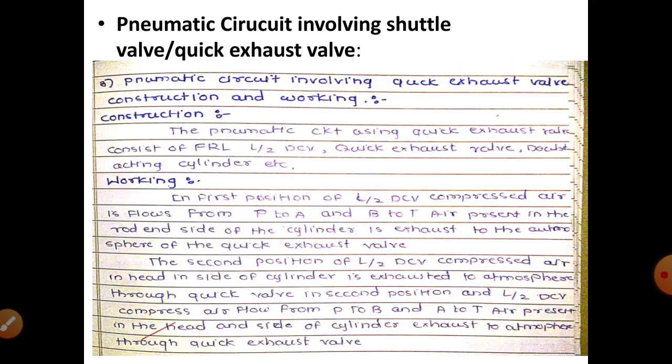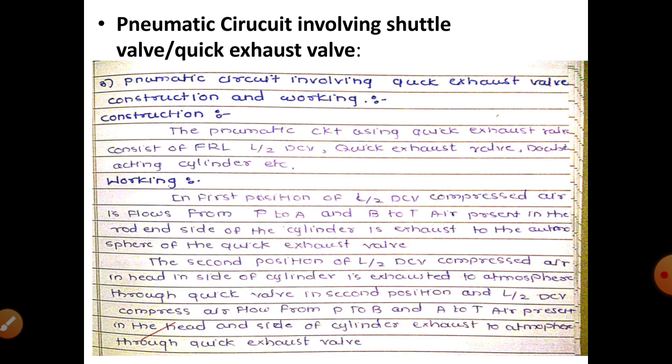Next is the pneumatic circuit involving shuttle valve or quick exhaust valve. In the pneumatic circuit involving a quick exhaust valve, construction and working, firstly we discuss construction. The pneumatic circuit using a quick exhaust valve consists of an FRL unit, directional control valve, quick exhaust valve, and double acting cylinder. Those are the basic components of the pneumatic circuit.